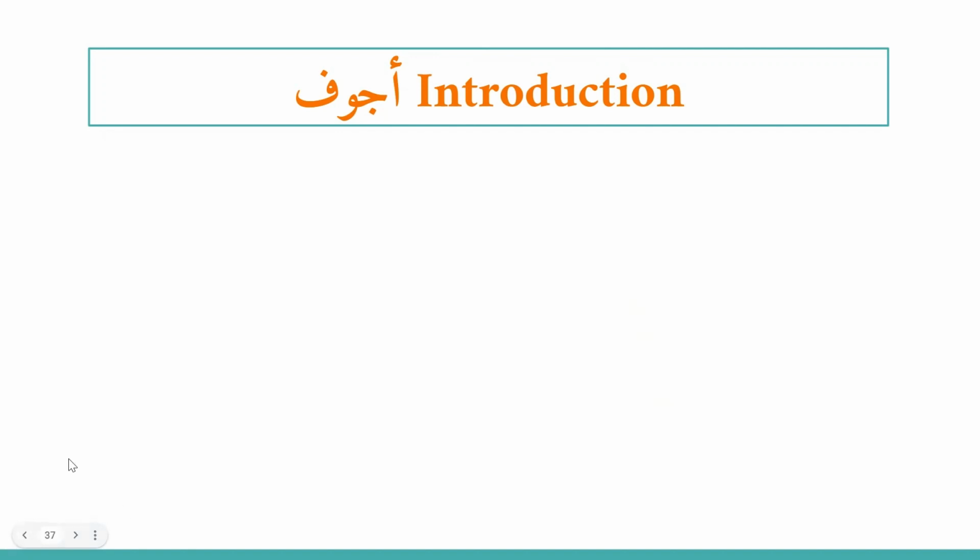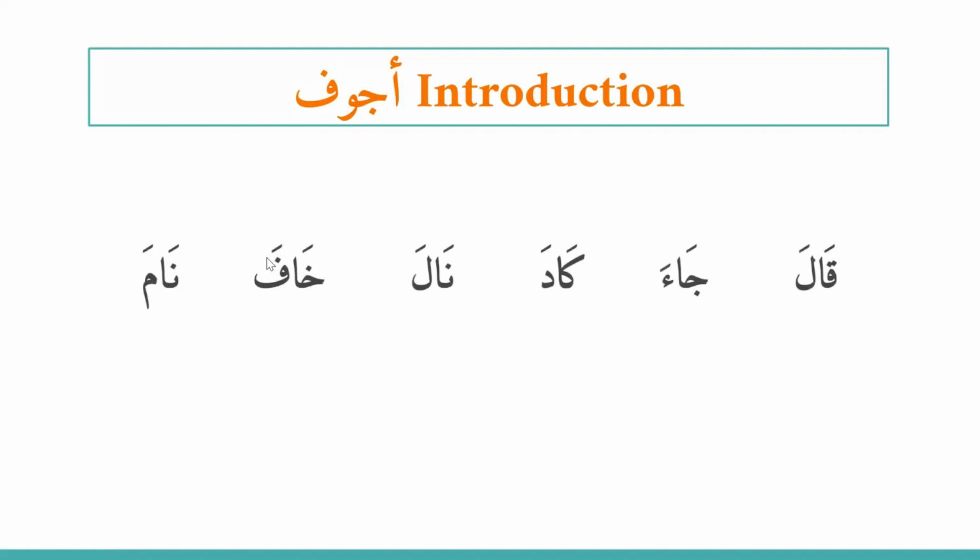So by definition, Ajwaf is when the middle root letter is either ya or waw. But when you read the Quran or Arabic text, you will find Ajwaf in this form. You won't see the middle root letter waw or ya. Apparently, the Ajwaf would look like this. These are very common Ajwaf words: ala, ja'a, kada, nala, khafa, nama, zada. These are the apparent form, past tense form, fi'l madi, that you would see.